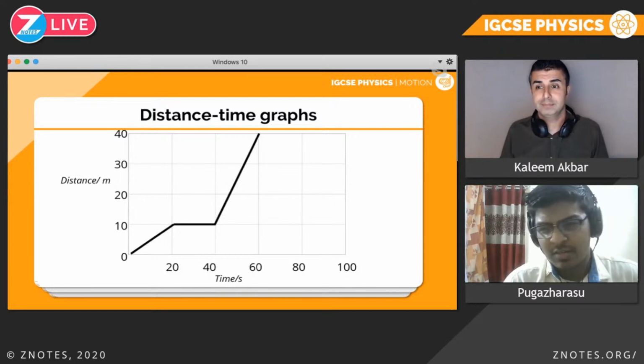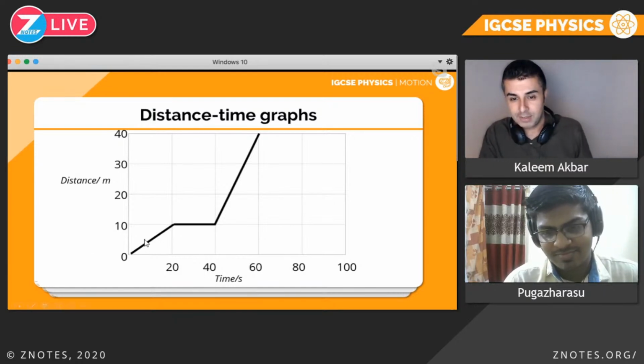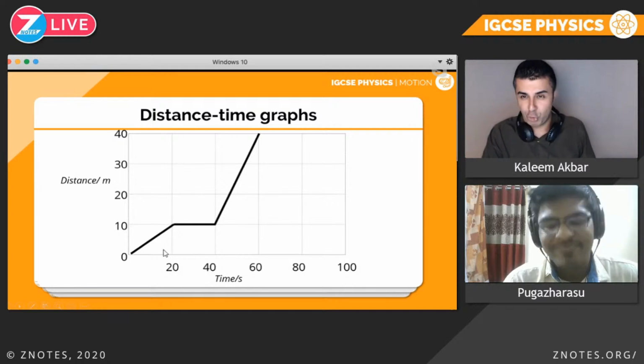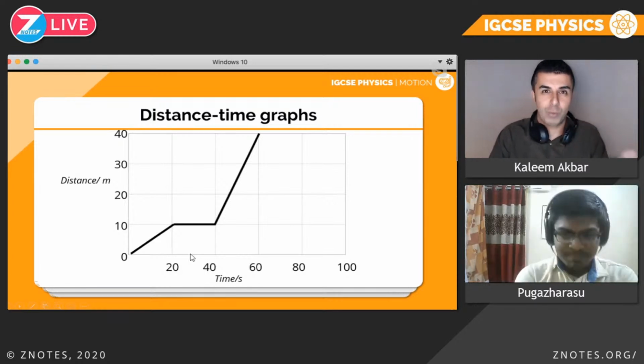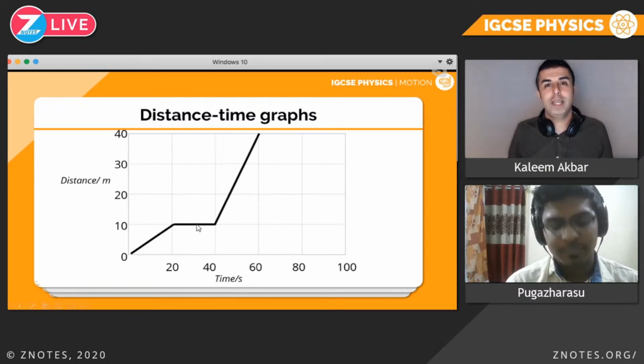Roughly, that would be 10, right? 10 meters. You're just reading the graph. You're roughly going, okay, 30 seconds is between 20 and 40. That's why I said it wasn't very fair. But we can see the distance moved is still only 10 meters.